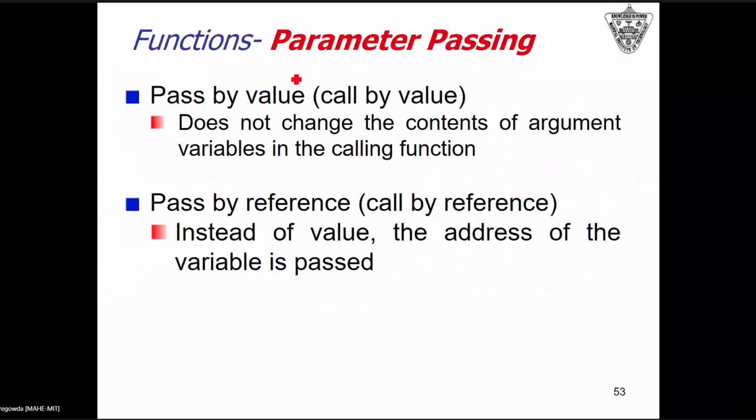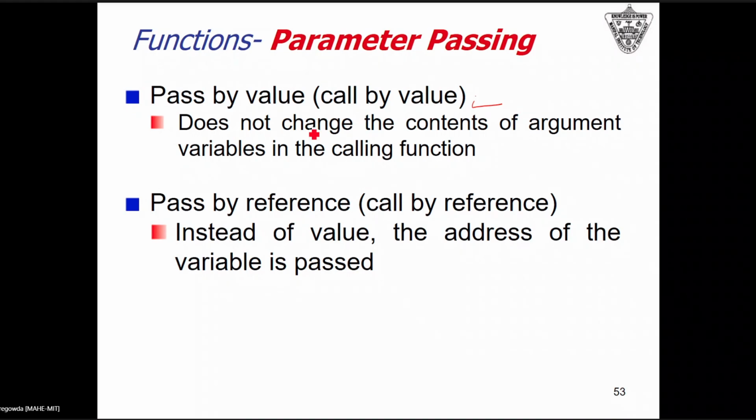So next is function parameter passing. What are the methods which are supported by C++ in order to pass parameters to a function? There are two methods by which the user can pass a parameter to a function. The first one is pass by value. This is also called call by value.